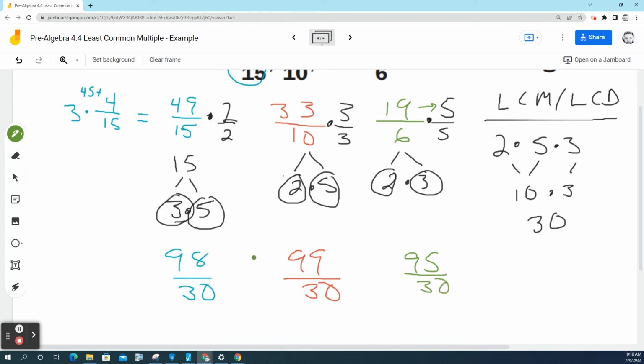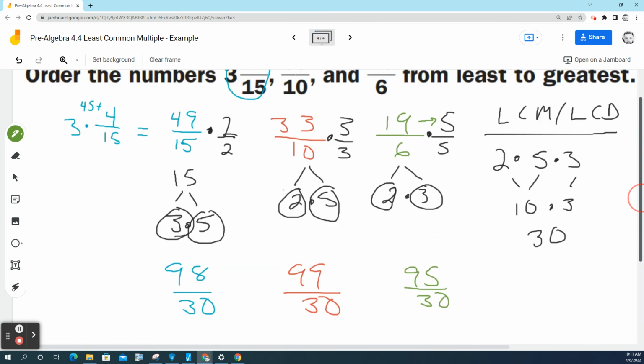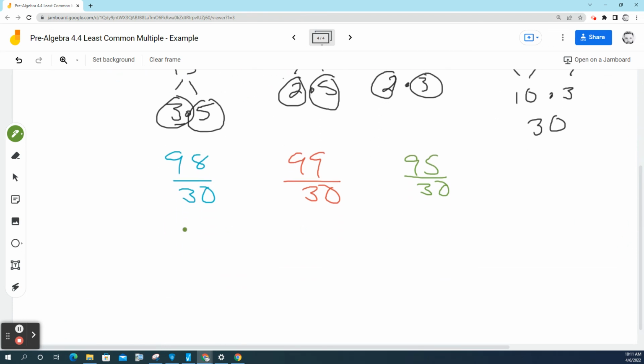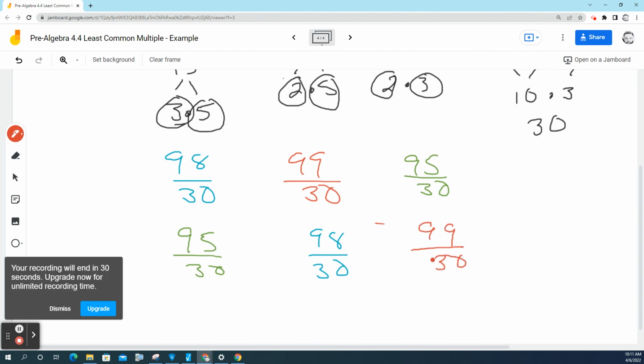So then it says put them from least to greatest. So what's the least? The least is 95 over 30, right? So let's write them in order like this. I'm going to say 95 over 30 is the least. Then I've got 98 over 30, which is the next highest one. Then I've got 99 over 30, which is the greatest.